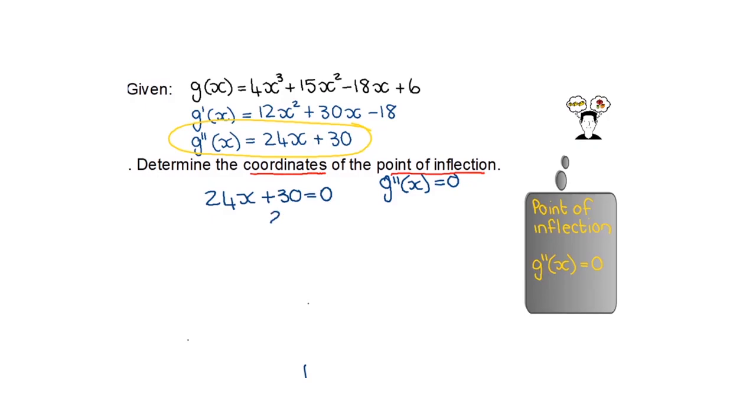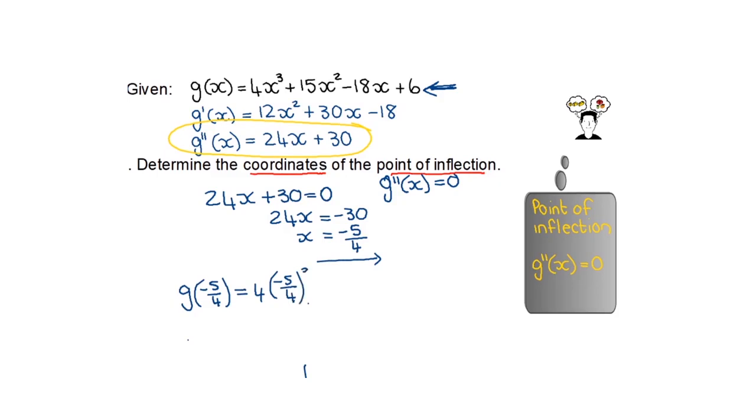In other words, when 24x is negative 30. And if I divide both sides by 24, I'll get negative 30 over 24, and if I simplify it, it's negative 5 over 4. But that's just the x value. What's the y value that will go with it? For the y value, I'll have to replace this x value into the original. So I have to replace every x value with negative 5 over 4, minus 18 times negative 5 over 4, plus 6.